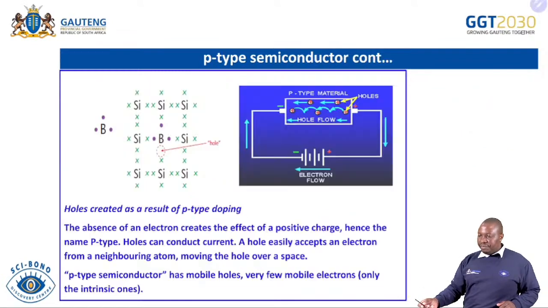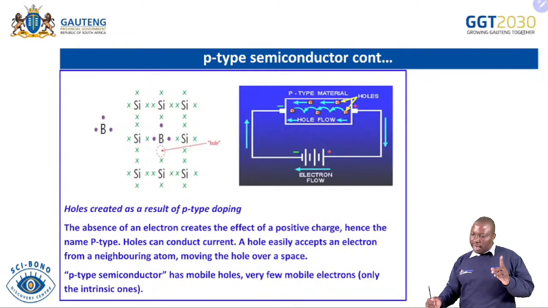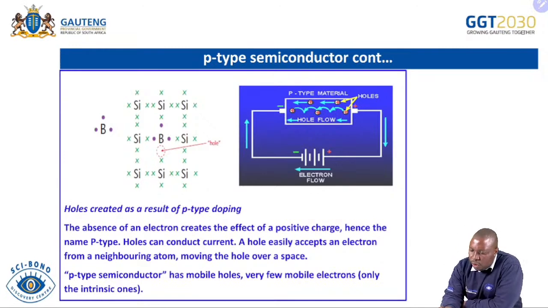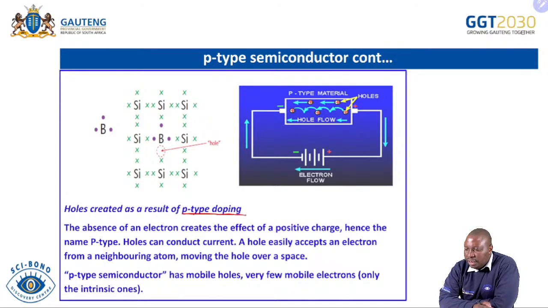When it moves to that further explanation of the p-type semiconductor, we're saying the holes are created as a result of the p-type doping. So we have the holes that were created. So you can see that we created a hole when we bring boron. Instead of having 4, boron brought 3. So you see that the absence of the electron creates the effect of a positive charge, hence the name p-type. So the p-type is because of the hole that is positively charged. Holes can conduct current. So it is the holes, it's the positive now.